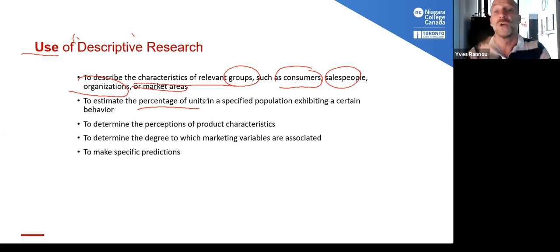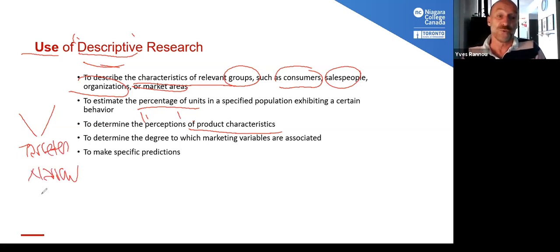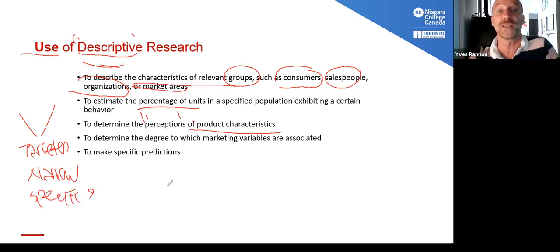Where, how. So you're trying to describe a phenomenon, or you want to determine the perception of product characteristics. What do people think or see in the jeans, or our jeans, or the substitutes or the competition's jeans? So you're very, very, I would say, targeted. Your research is probably more narrow, more specific as well. You may move to descriptive research once you've done your exploratory research for the business and can go a little bit further down in your thinking.